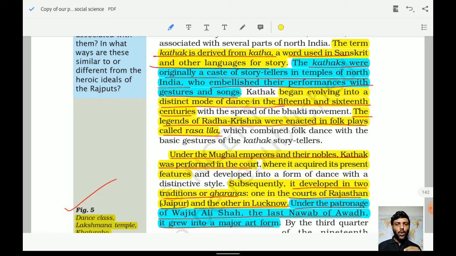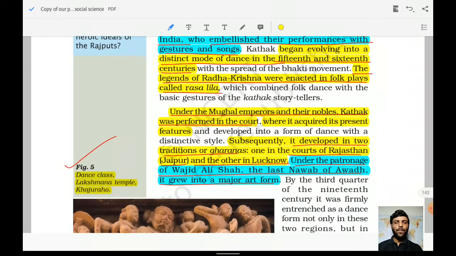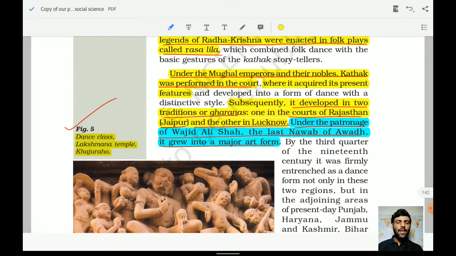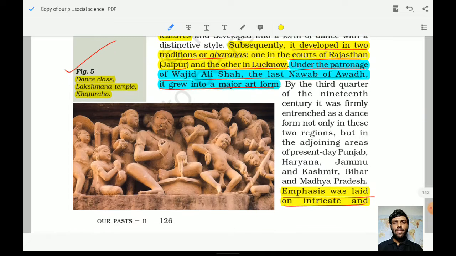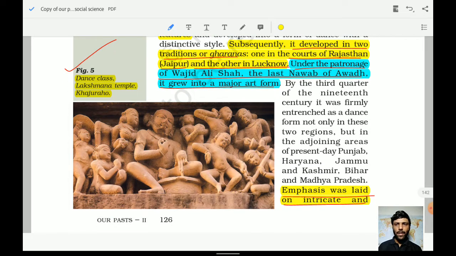Under the patronage of Wajid Ali Shah, the last Nawab of Awadh, it grew into a major art form. He gave major patronage to this particular art form, so remember the name of Wajid Ali Shah, the Nawab of Awadh; it becomes important. Here an image on the left hand side has been depicted where a dance teacher, a master, is teaching some moves.